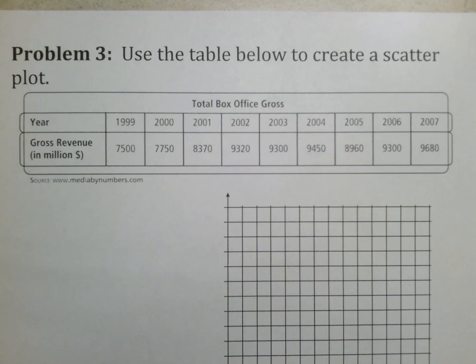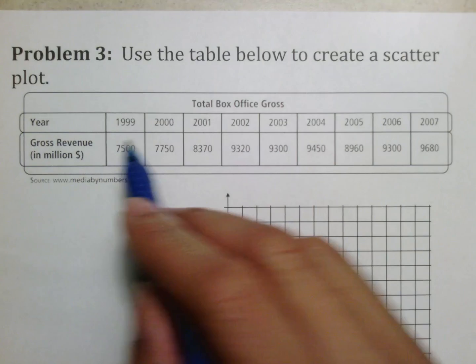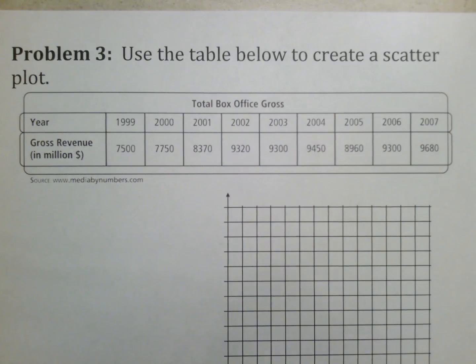It says use the table below to create another scatter plot. The years go from 1999 all the way up to 2007. Now here's the thing. 99, 2000, 2001, 2002, 3, 4, 5, 6, 7. I think that we can just go ahead and count this as, let's see, 7, 6, 5, 4, 3, 2, 1, 2000, 99, 98, 97, 96.